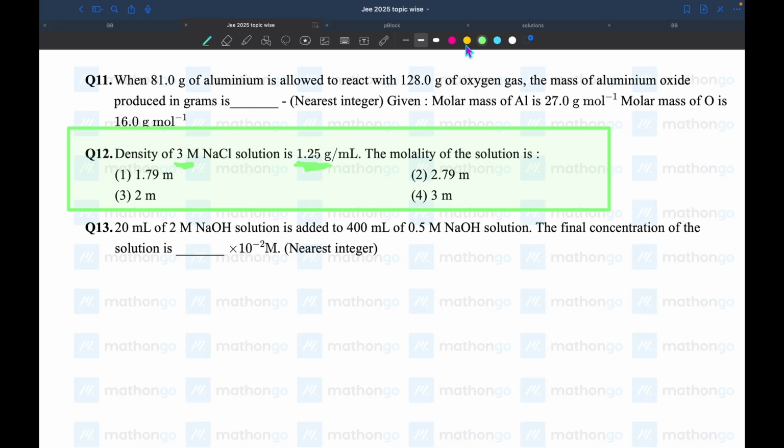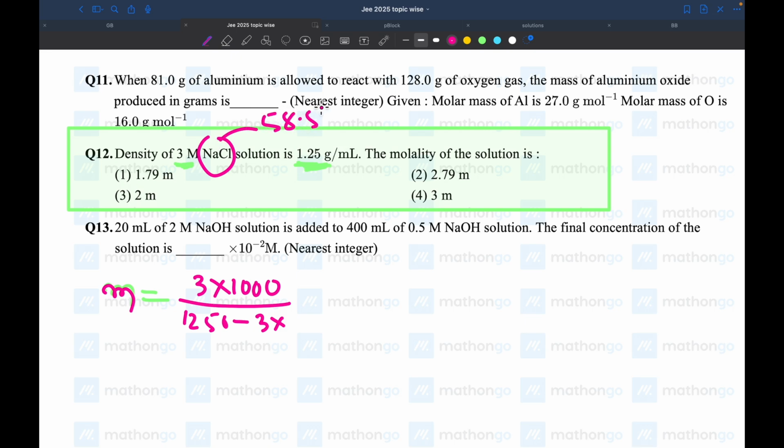The formula is direct. So molality, small m, equals 3 into 1000 by 1250 minus 3 into, so NaCl molar mass is 58.5.